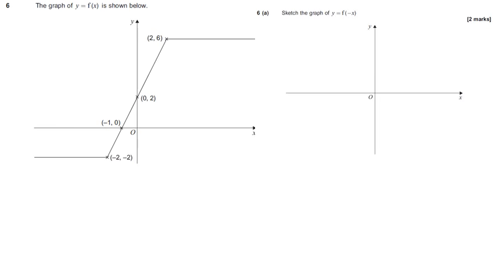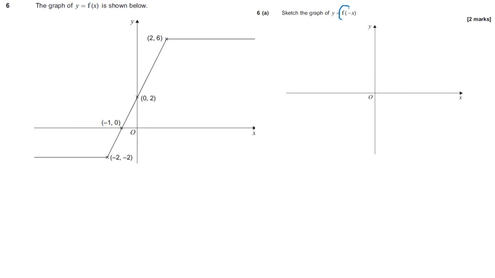Right, we've got graphs next, and it's various transformations applied, and you're asked to sketch the different graphs. So the first graph here is y equals f of x, and we've got 4 points indicated. And first of all, sketch the graph of y equals f of minus x.